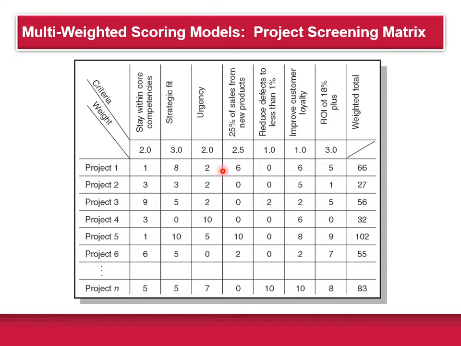Again, the weights and scores are multiplied to get a total weighted score for the project. Each criterion here is rated from 0 to 10. You know, 0 would be like no value, and 10 would be the most value, the most important one.